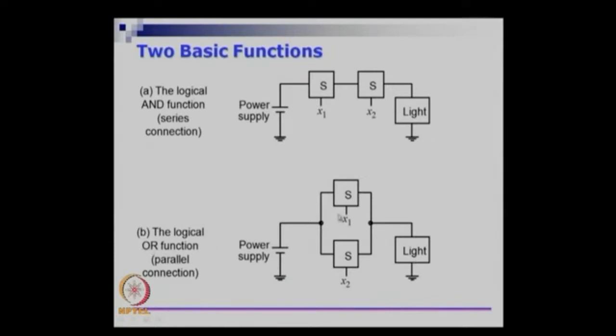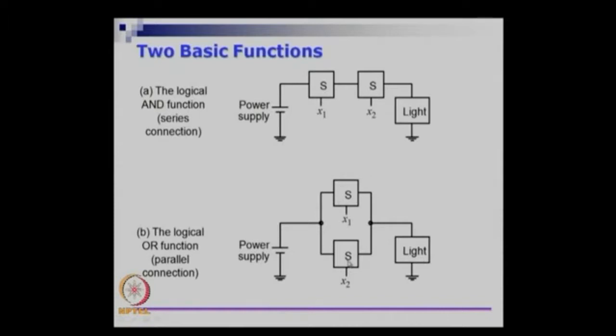So from this basic idea that this switch can be either on or off, we are now combining more than one switch to get some functions. So we put two switches in series that gave us what is called the logical AND function, and when we put two switches in parallel, we will get what is called the logical OR function. So this logical OR means either this or this should be on. So at least one of them should be on for the light to be on.